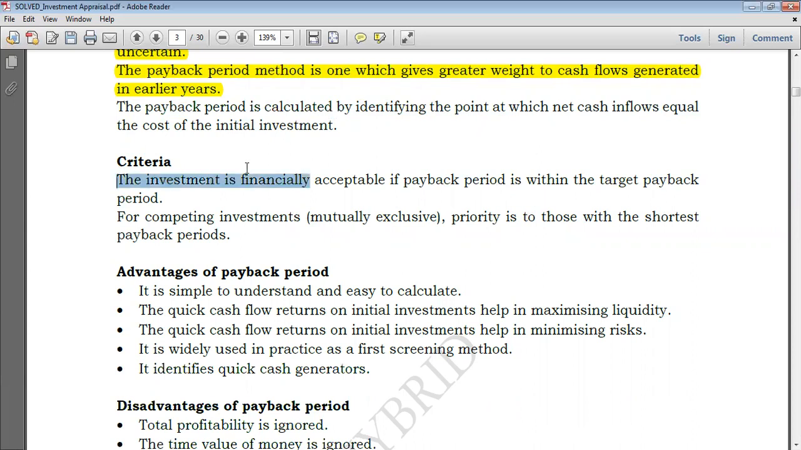We say that the investment is financially acceptable if payback period is within the target payback period. Suppose you say that to undertake this investment, it should not take more than 2 years. Then you have to compute payback period and check whether it has exceeded 2 years or not. If it has exceeded, you have to discard it. But also for competing investments, let's say you have two investments using the same resources, the same labor, the same amount of money, priority is given to those with the shortest payback periods. So prioritize those with the shortest payback period, just like this.